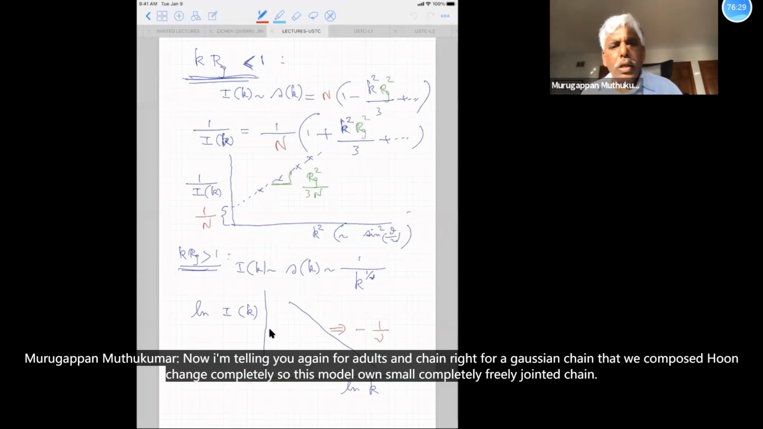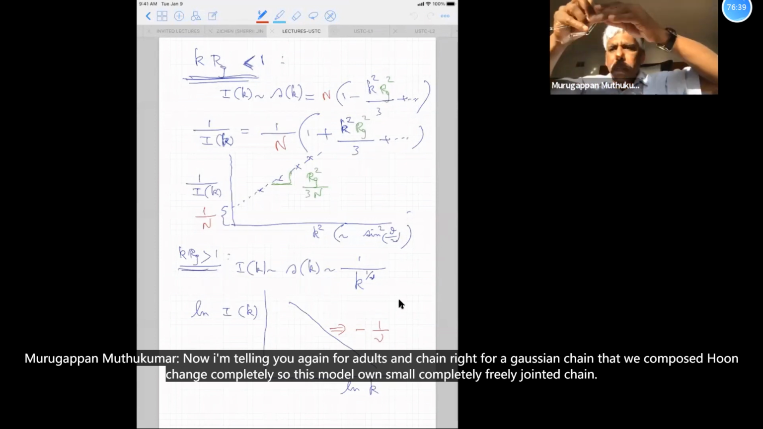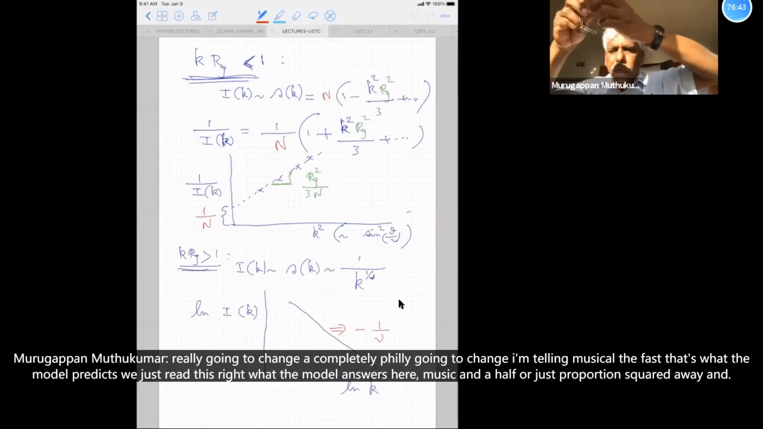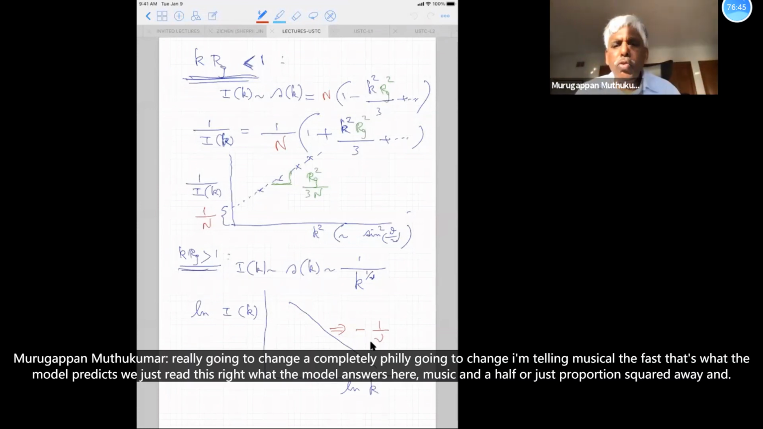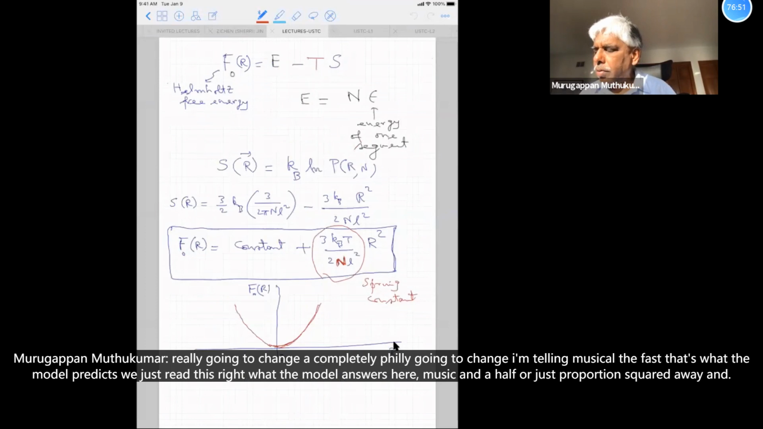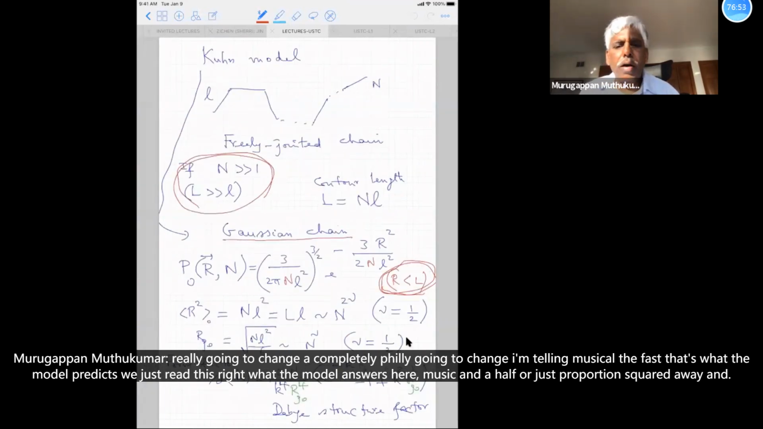Now, I'm telling you again, for a Gaussian chain that we composed, Kuhn chain, I'll show this model once more, a completely freely jointed chain, I'm telling you nu is equal to half. That's what the model predicts. We just did this. This is what the model tells us: nu is equal to half, Rg is proportional to the square root of n.